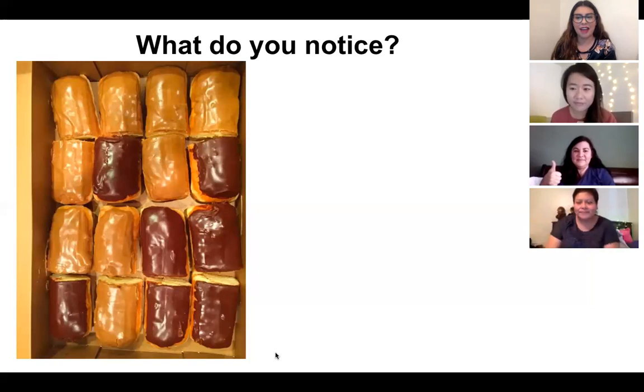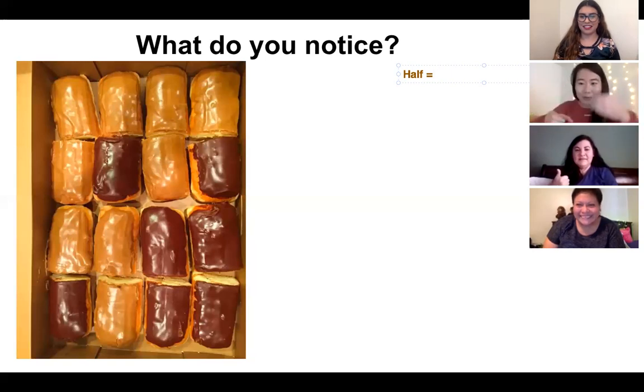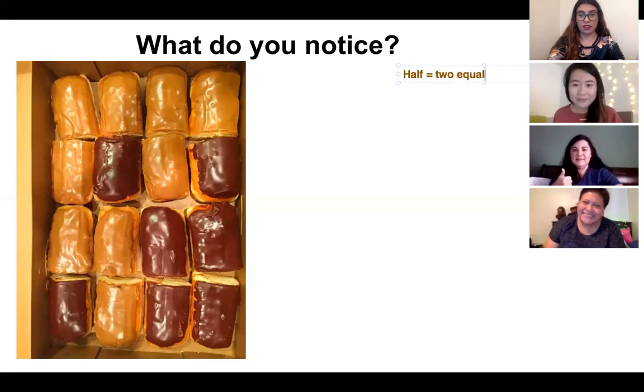And you said half. Can you explain what half means? So when I have a whole, it's like the whole piece of something, and half is exactly, if 2 people were to share, they'd get the exact amount of whatever they're sharing, because half is equal amounts for 2 people. Right, so 2 equal parts or equal amounts. Beautiful.